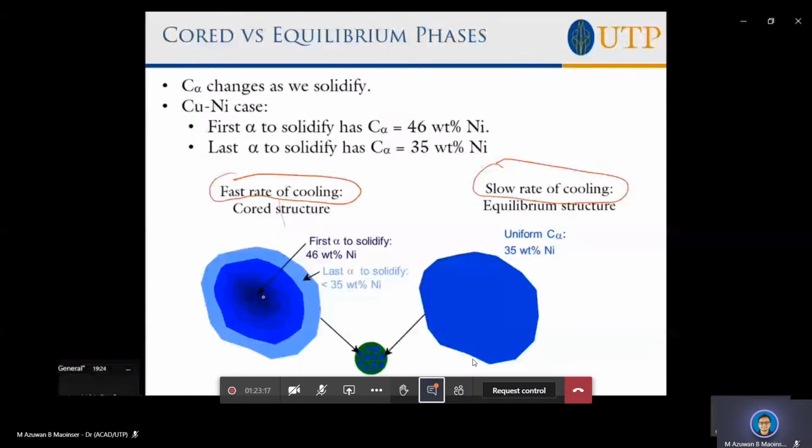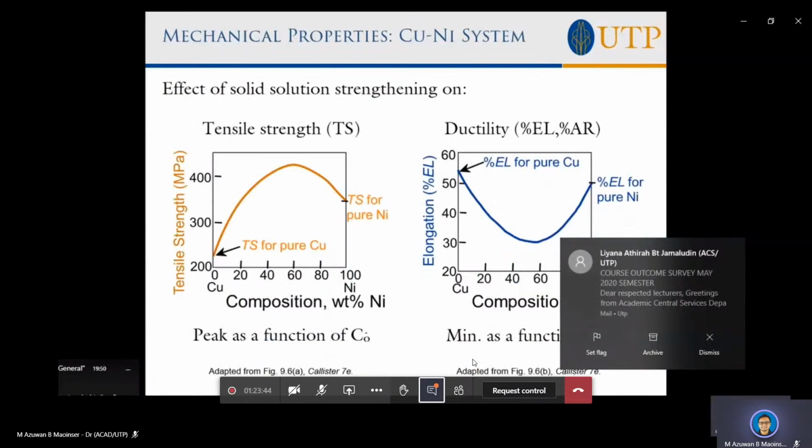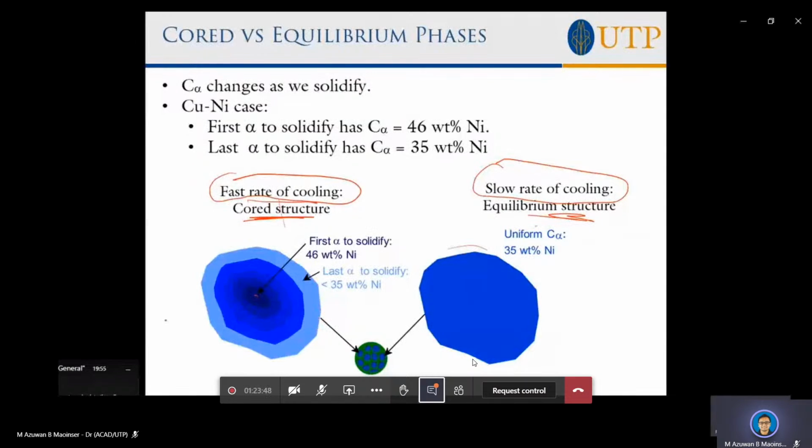So in this fast rate of cooling, you have a cored structure. Over here you have an equilibrium structure, which looks very uniform. Because you do slow cooling, you give everything time to move, to dissipate the energy. But over here, because you're doing it fast, the center will be first to solidify, and then the outer bit will be last to solidify. So it forms like a core like this.